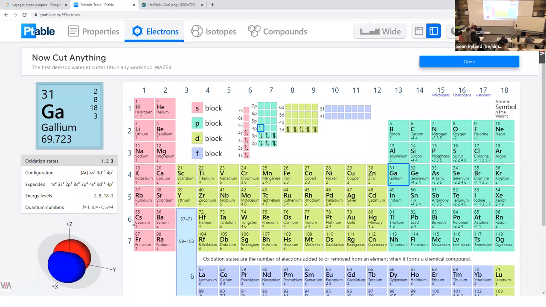Close. The f block is actually off by 2 rows, for the same reason. So it'd be 4f. Just remember, every time you go up an energy level, you add a new type of orbital. So the first f orbital is when you get to n equals 4. And again, we'll practice with that more. And that's more gen chem. We're not going to deal much with f orbitals in this class.